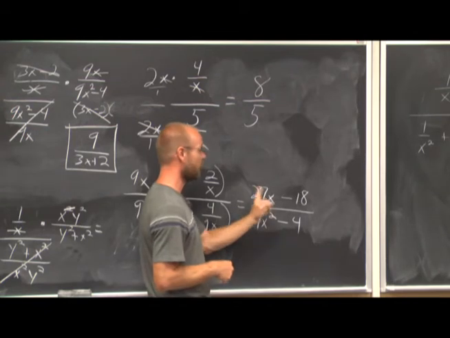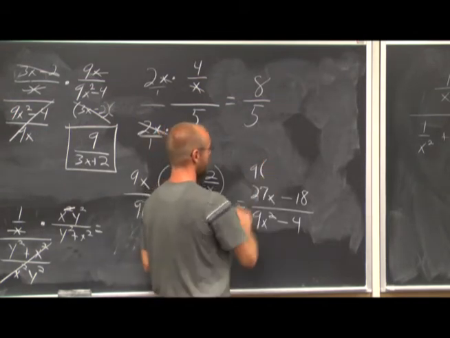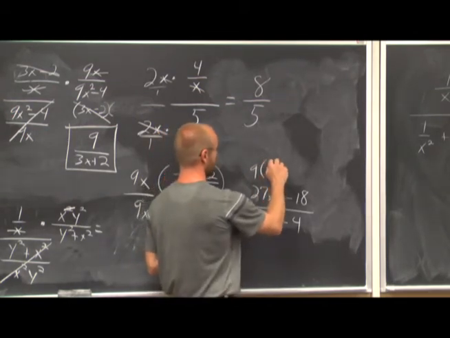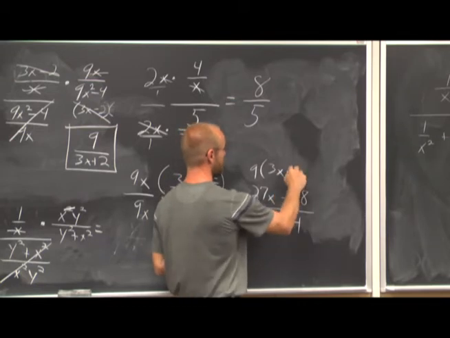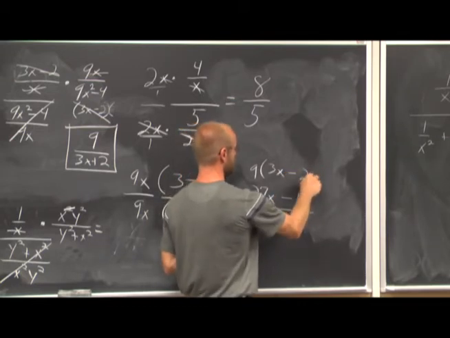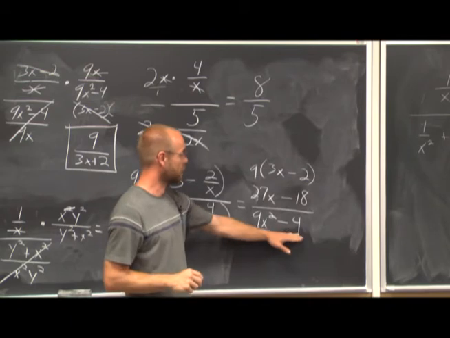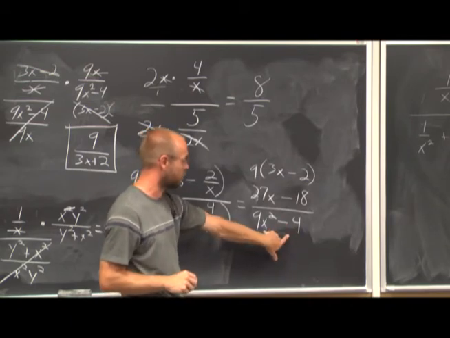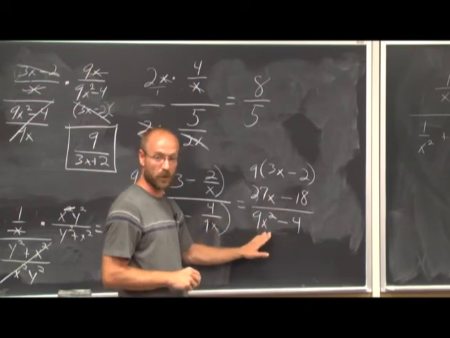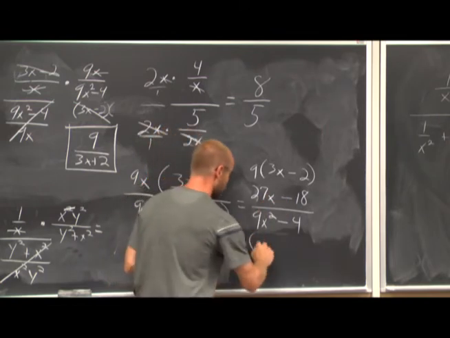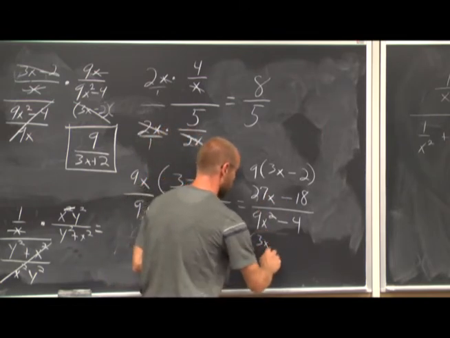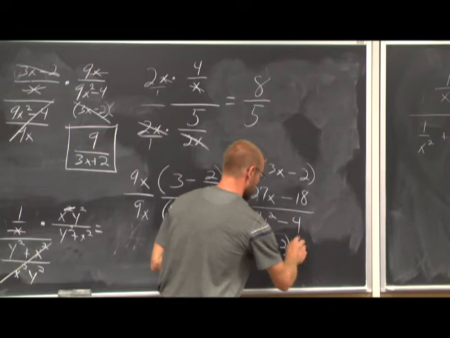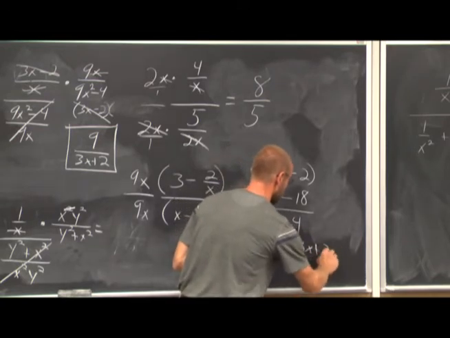So I look at these and say, hey, I can factor a 9 out of here. And that's going to leave me with 3x minus 2. And I look at this and I recognize this as the difference of squares. 9x squared is a perfect square of 3x, and 4 is a perfect square of 2. So 3x minus 2, 3x plus 2.